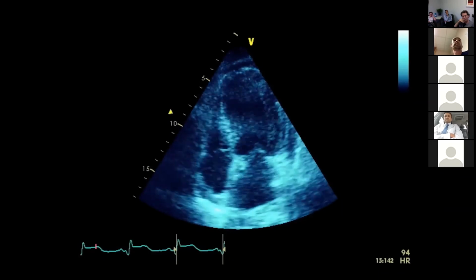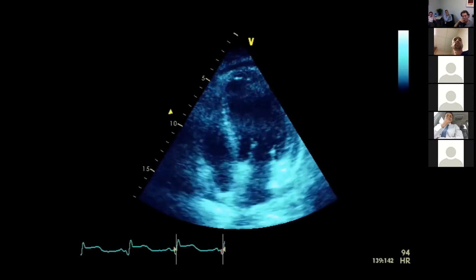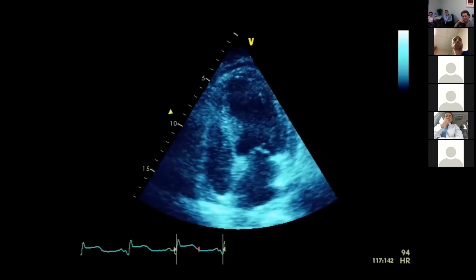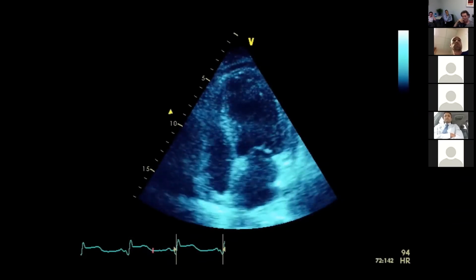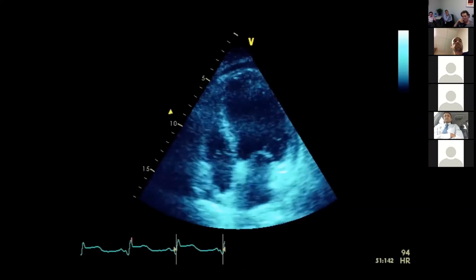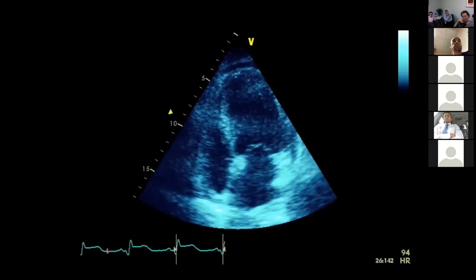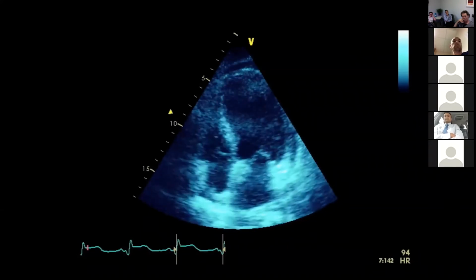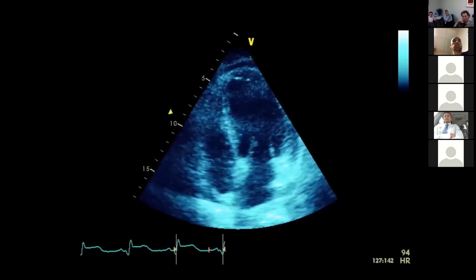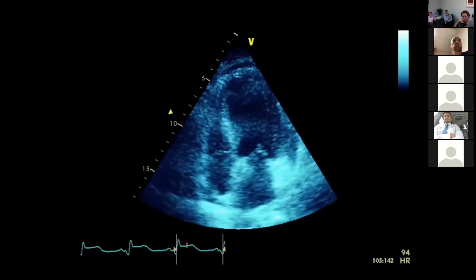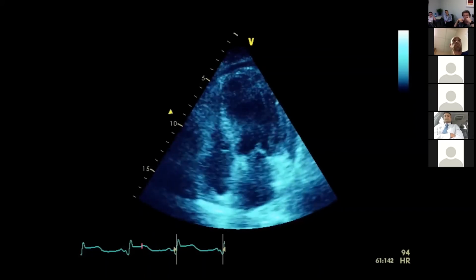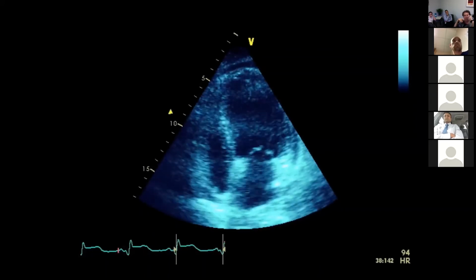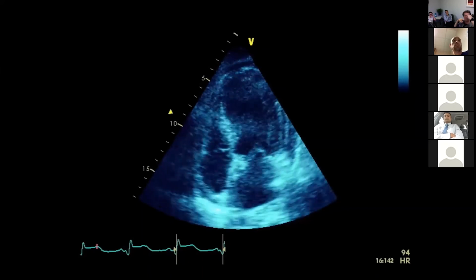So this is a 2D image in sinus rhythm at heart rate of 90, of an apical 4-chamber view, and I can appreciate akinesia of the septum and the apex of the left ventricle with hypokinesia of the anterolateral wall of the left ventricle. I suspect that this will be an LAD territory infarction.